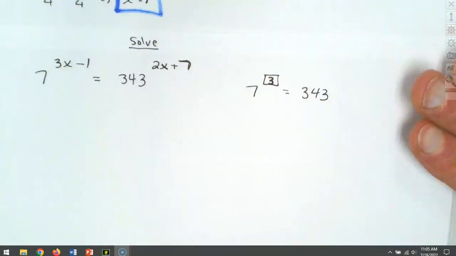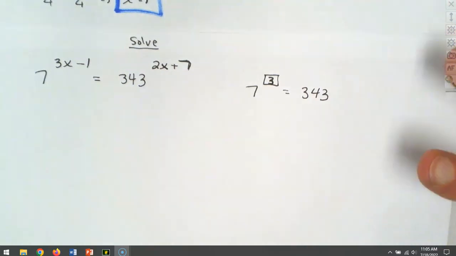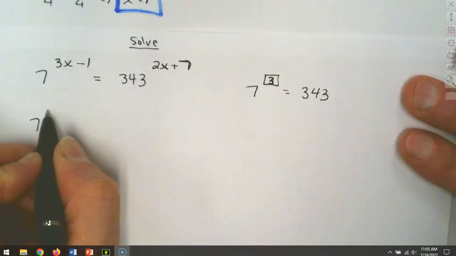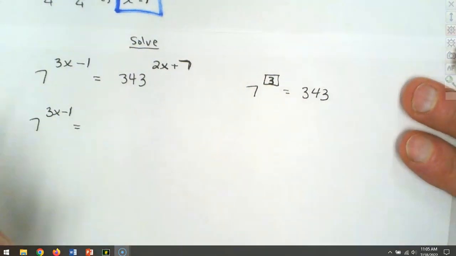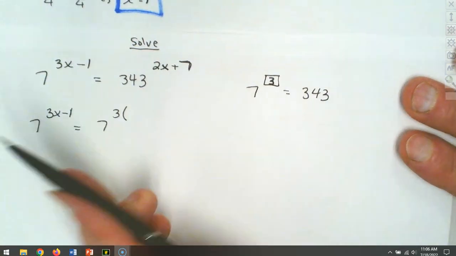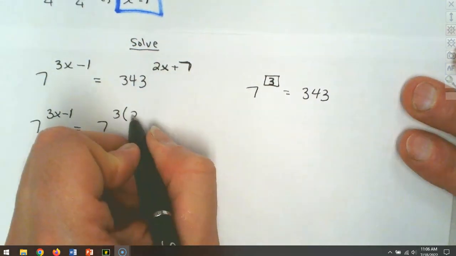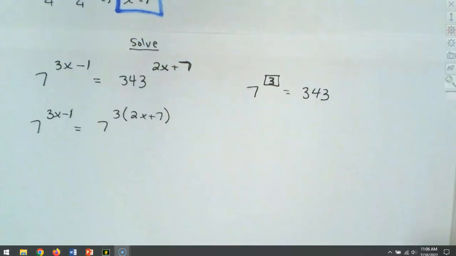Now, when we rewrite it, that 3 is going to have to be multiplied through. So we have a 7 to the 3x minus 1 power. That stays the same. And that equals now 7 cubed, and we're going to have to multiply that 3 by the 2x plus 7, just like that. So you're going to have to use parentheses there. Is everyone okay with that so far? So they're not really that difficult to work through.